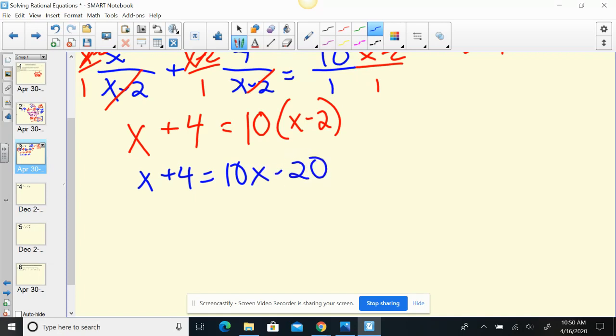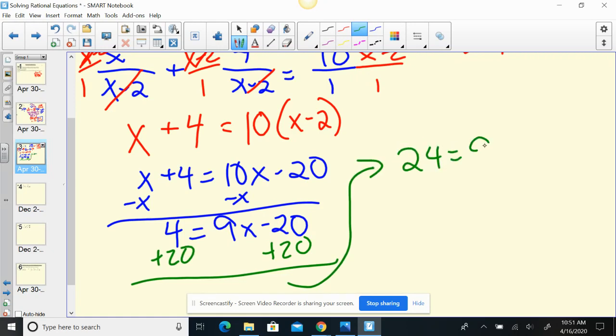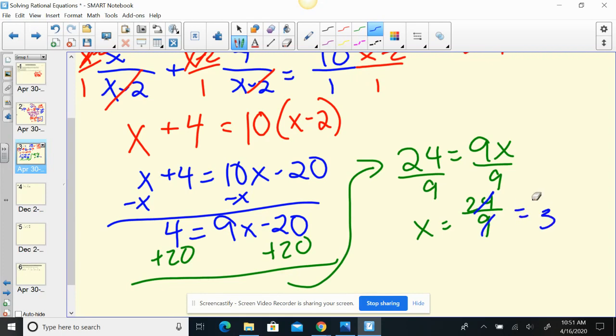Once those fractions are gone, our level of anxiety should decrease. So now I just have a basic linear equation. So I'm just going to isolate to get x by itself. So I move the x's to one side, and now I'm going to add the 20. So I'd get, let me go over here, 24 equals 9x. Divide by the 9. So x equals 24 ninths. And 3 does go into 24 and 9. So 3 goes into 24 how many times, guys? 8 times. So this answer should be 8/3. I hope that makes sense.